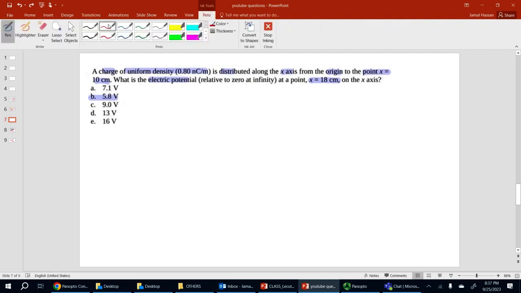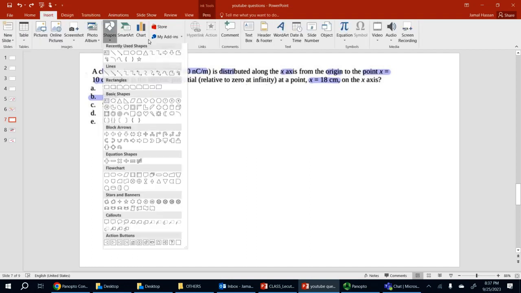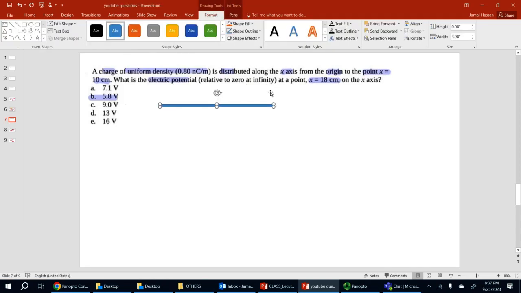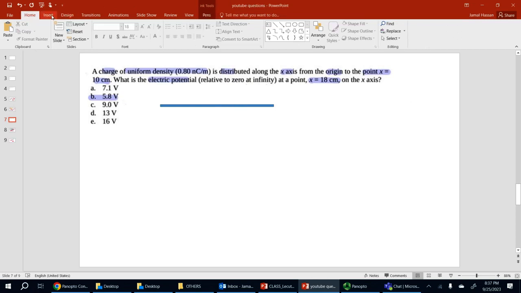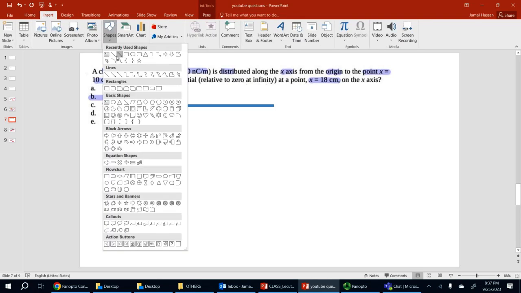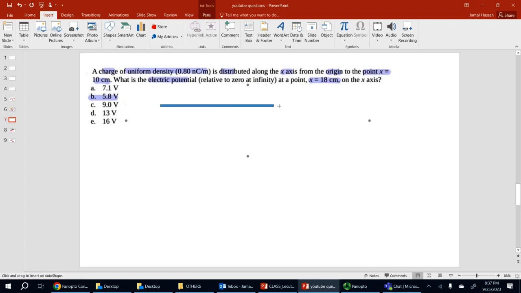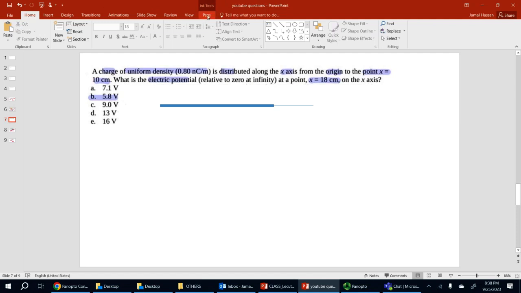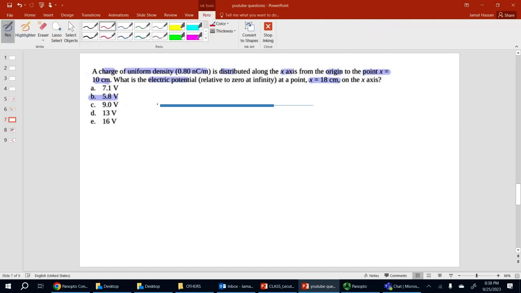So let me try to maybe do some sketch if I was able to do it. So let's say this is the rod. It's a distribution of charge, right? Maybe I could put a line so it could help me. Okay, something like that maybe. So let's treat it like a one-dimensional rod. We have a distribution of charge and the point located somewhere here.